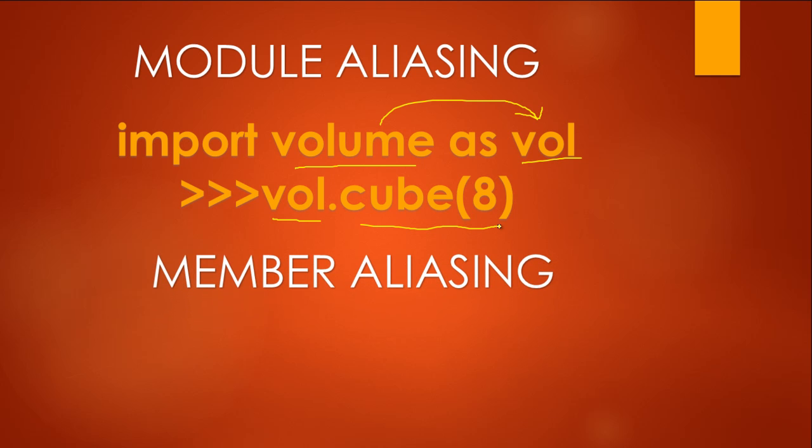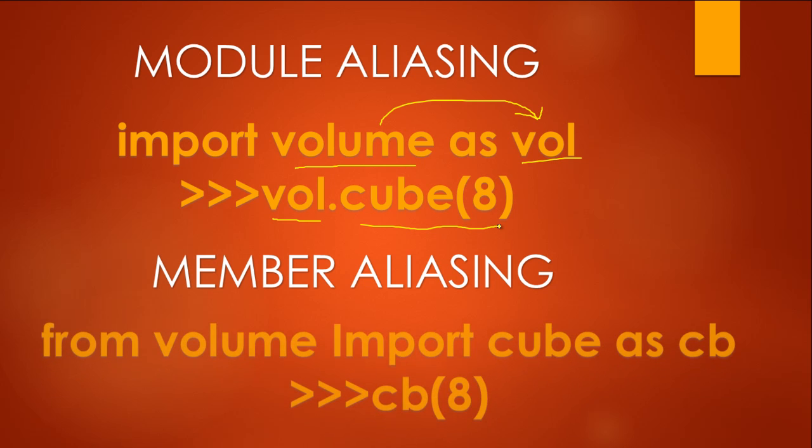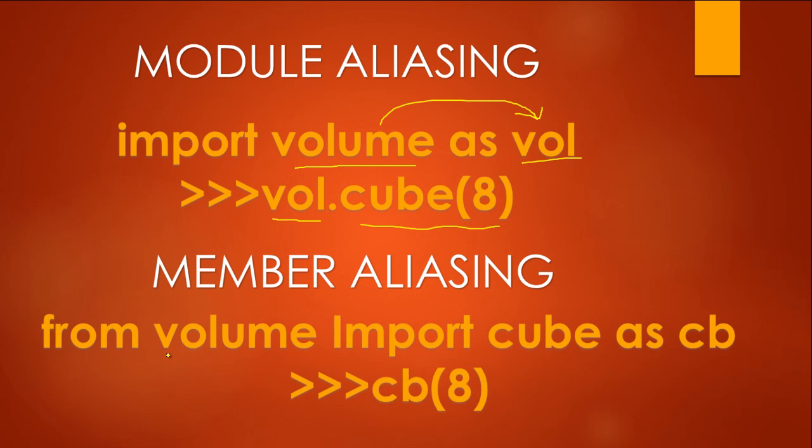After that, the next thing is member aliasing. So what is member aliasing? Member aliasing basically provides you the facility to give additional names to the methods present in the module. We know that we have a module named volume, so I write from volume import cube as CB. In this statement, I'm giving an additional name CB to the method cube, and this cube method is part of the volume module.